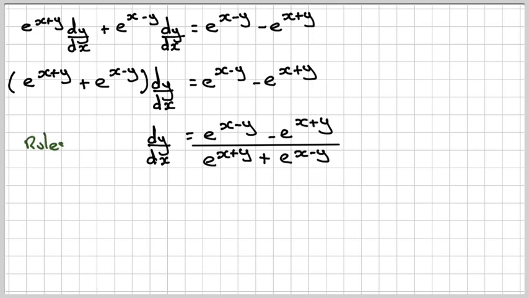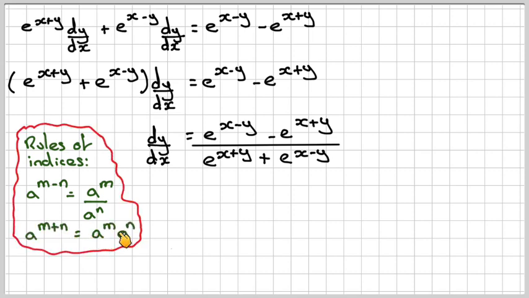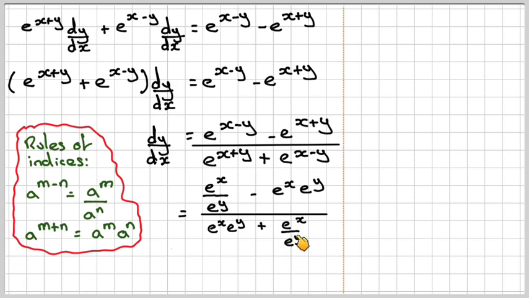And now we're going to apply some rules of indices. So we should know these. a to the m minus n is a to the m divided by a to the n, and a to the m plus n is a to the m times a to the n. So applying this to these, you're going to get dy by dx is going to be e to the x over e to the y minus e to the x times e to the y. And then we're going to have over here e to the x times e to the y over e to the y, e to the x over e to the y.